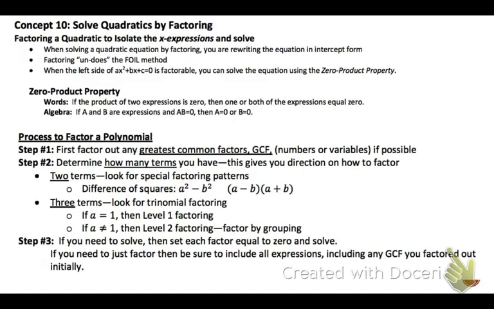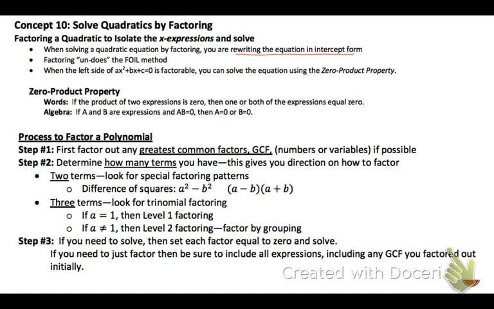Remember that factors are two things that you can multiply together to get what you started with. So when we factor a quadratic, we're looking for two polynomial expressions that you can multiply back together to get that original quadratic that you started with. So when you're solving a quadratic by factoring, you are essentially rewriting it in intercept form.